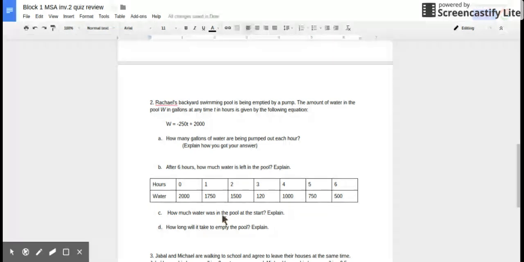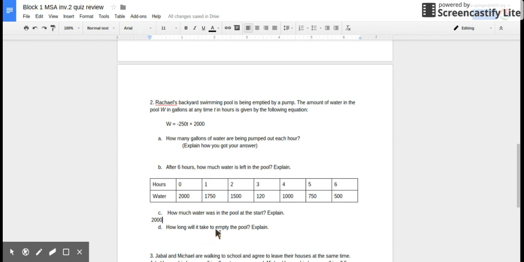So how much water was in the pool at the start? Well, at the start is our 0 hours. And at 0 hours, we had 2,000 gallons of water in the pool. So we can explain it by saying, well, in our table at 0 hours, we had 2,000 gallons of water. Or you can look at your original equation. 2,000 is our b value, our y-intercept, or our starting point. You can explain that in an equation. What you're adding to, or your b value, is going to be how much you start out with.